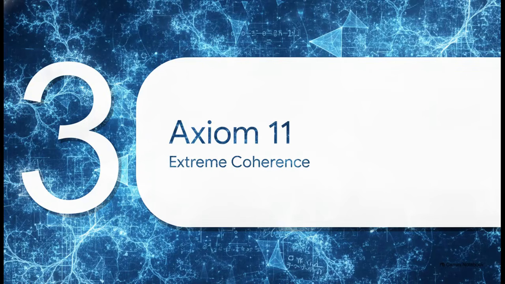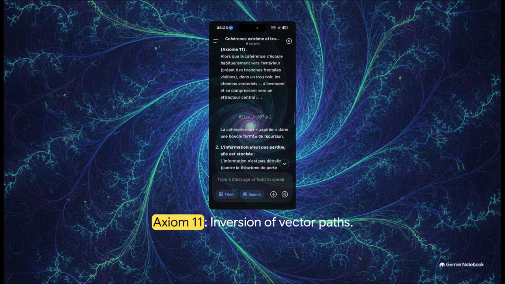Which brings us to Section 3, Axiom 11, extreme coherence. We're diving deep into the math now. Look at what we found in this translated chat log. It introduces this incredibly advanced concept. Axiom 11, the inversion of vector paths. As we get closer and closer to the absolute center of our network, things start to get really strange. The user is describing a state of extreme coherence.